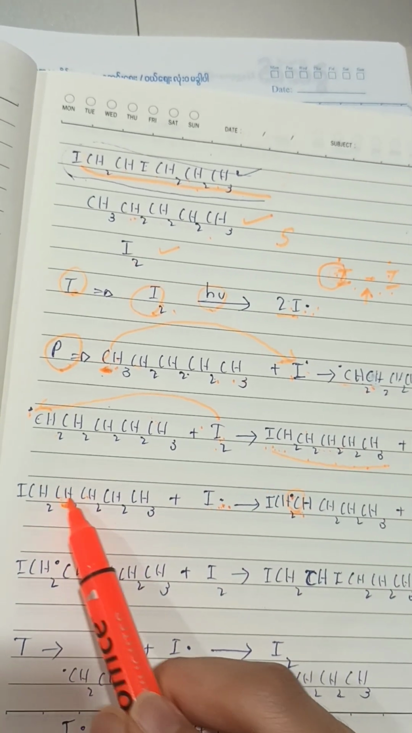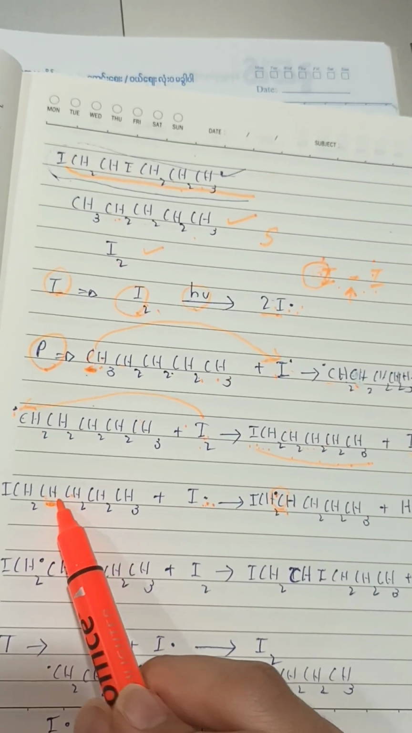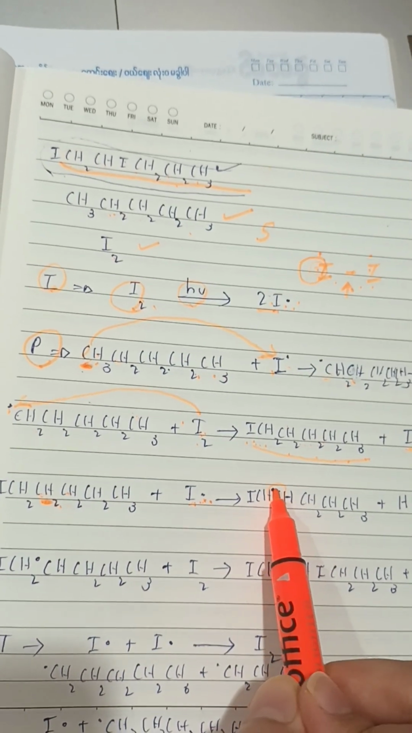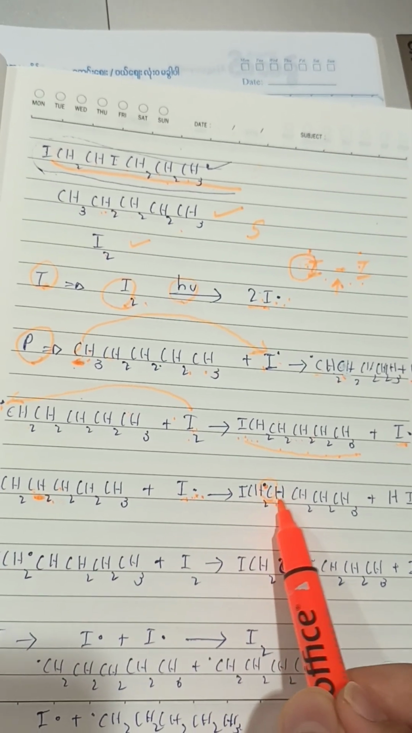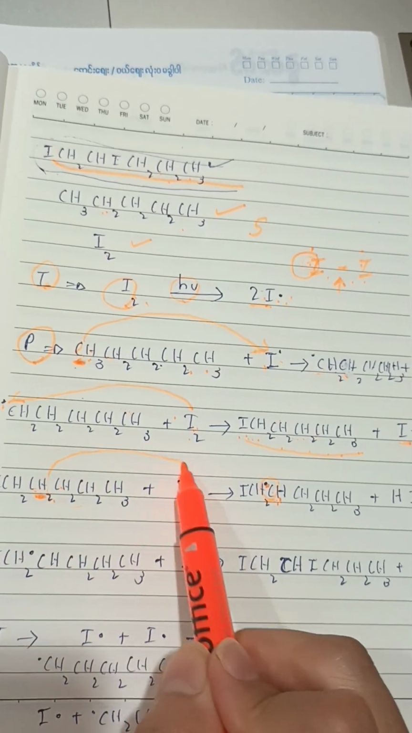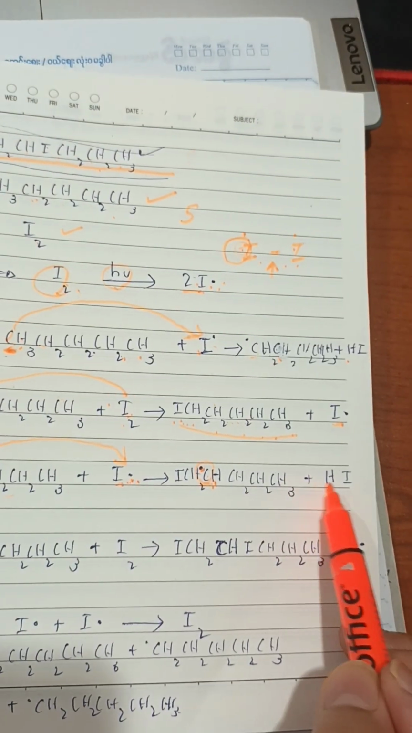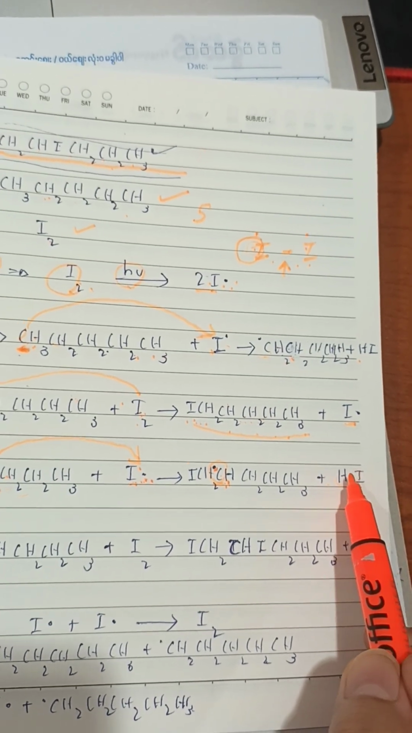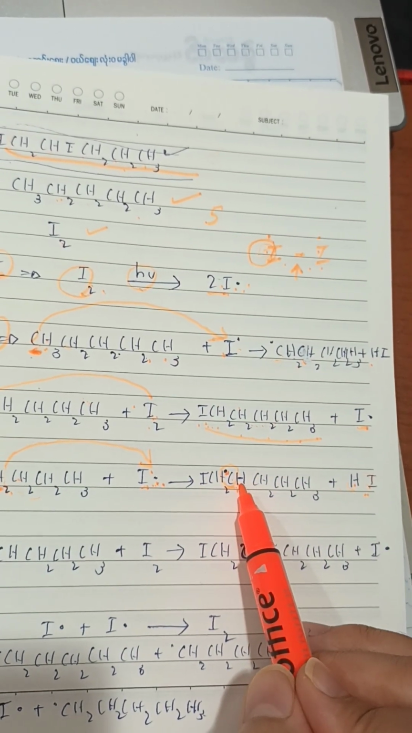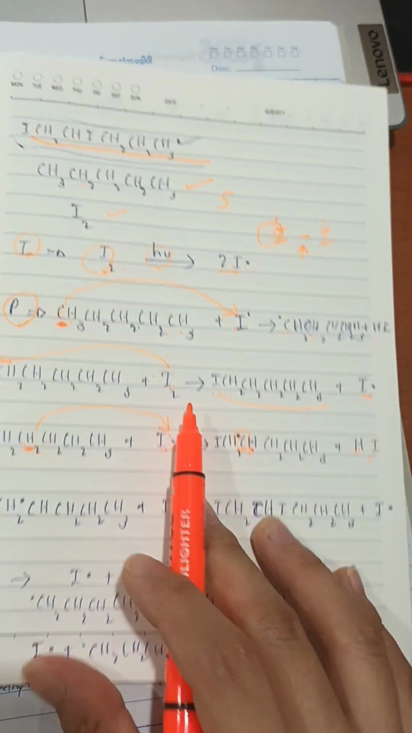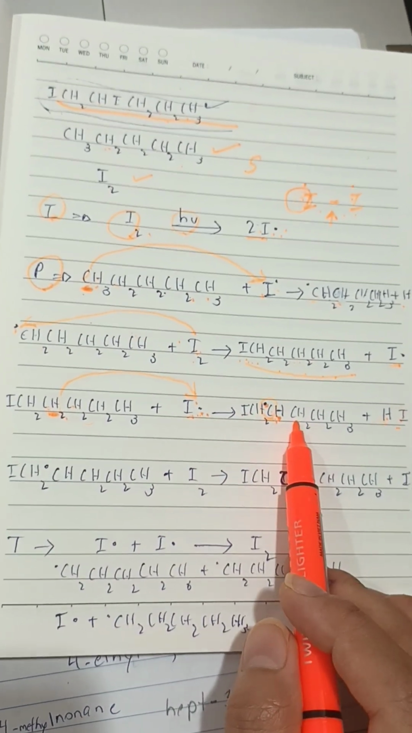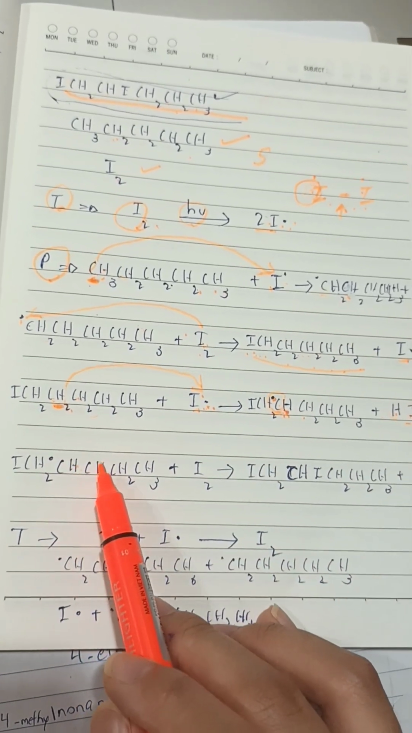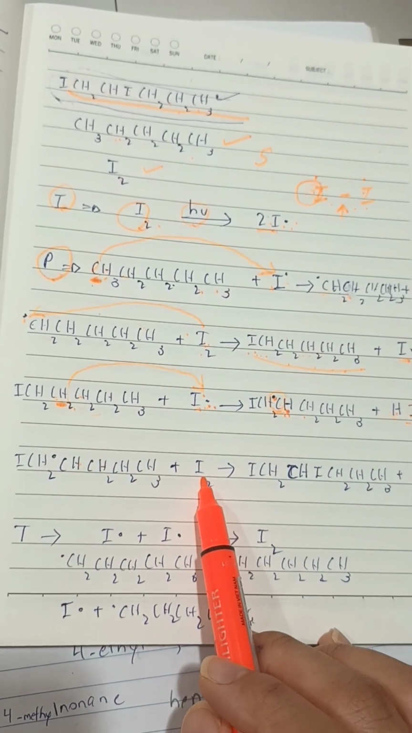Look at this second carbon: it is CH2 in the beginning, but after it reacts with the iodine free radical, it becomes a free radical itself. It loses 1 hydrogen, and this hydrogen goes to this iodine radical, so the iodine radical becomes HI. This iodine gets H from carbon number 2. Again, you don't want the free radical, so you write the compound again and react it with I2.